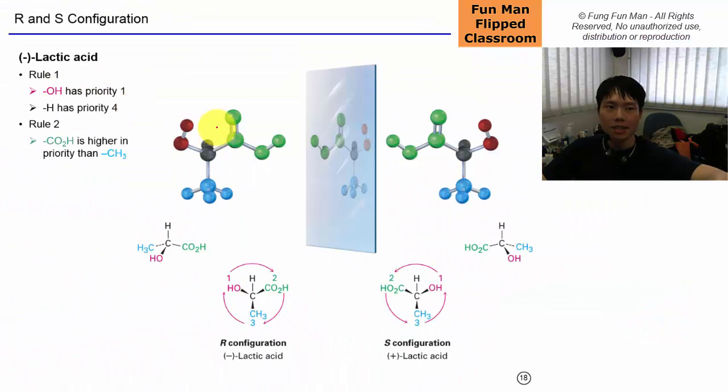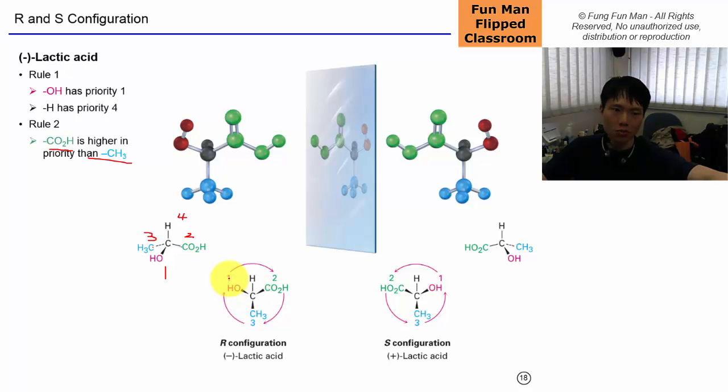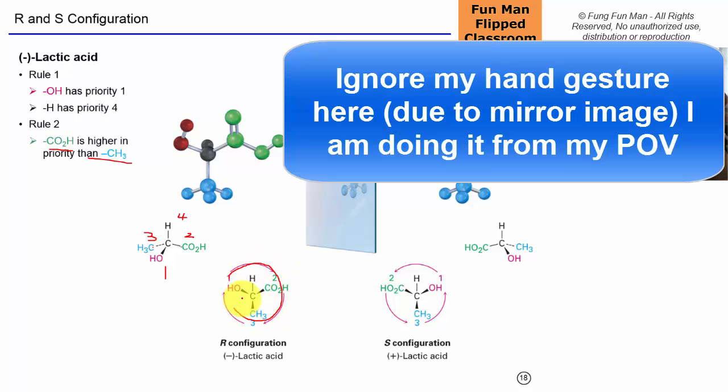Now for lactic acid, let's take a look. For this molecule here, H is always number 4 because it's the lowest priority. Carbon, carbon. So this is the highest priority, number 1. This is number 2, and this is number 3. Using this, we know that COOH is a higher priority than the methyl group. So now we push the H to the back like this, and we see that rotation from 1 to 2 to 3 is clockwise, and that's why it's R. And for the enantiomeric form, this is number 4, this is number 1, 2, and 3. You see that it is S because it's going counterclockwise.